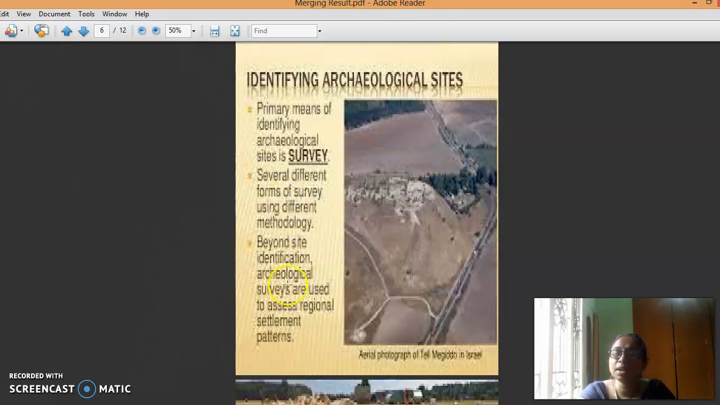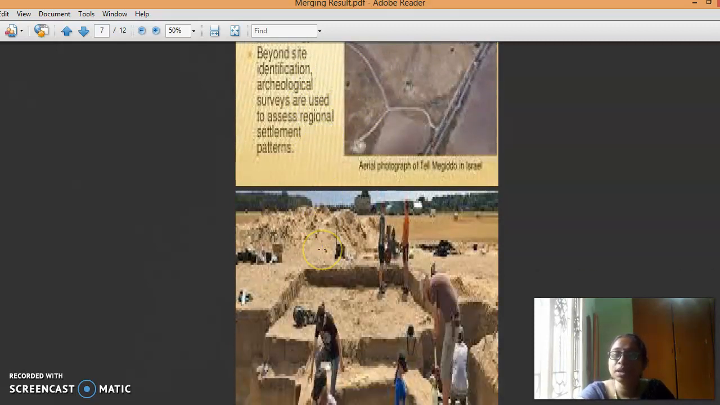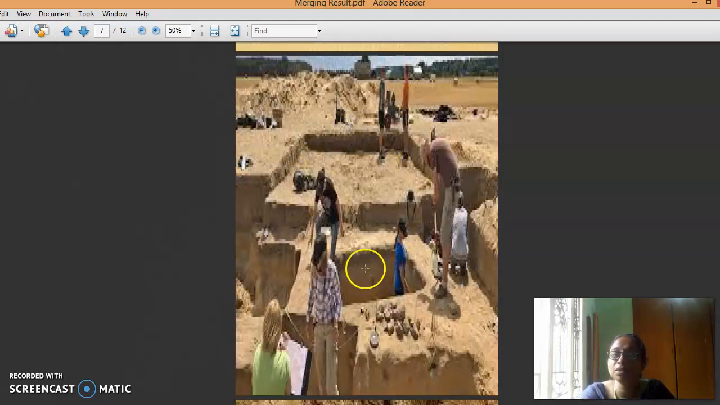Beyond the sites, archaeological surveys are used to assess the regional settlement patterns. So through this survey, the archaeologists identify the regional pattern of the settlements, and why the people settled there. There may be a lot of questions for the archaeologist, so they identify according to the survey method. The next picture shows the methods. This is a grid method used by the archaeologists while surveying and excavating the site.